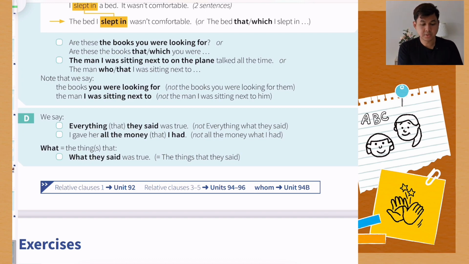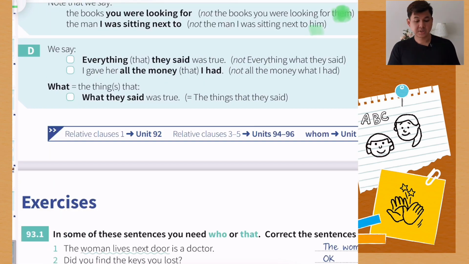So again, note that we say the books you were looking for, not the books you were looking for them. And the man I was sitting next to, not the man I was sitting next to him. Let's finish section D. We say everything that they said was true, not everything what they said.